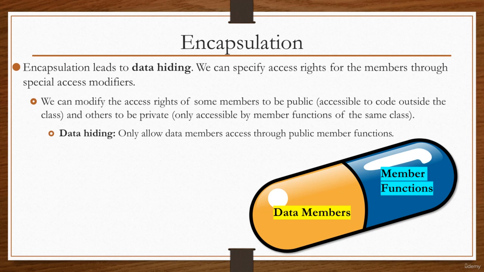In other words, those members, whether they are variables or member functions, can be accessible to outside code, or in other words, to code outside the class. And we can also make some members private so that they are only accessible by member functions of the same class. The idea with data hiding is we only allow data member access through public member functions. In this way, we don't allow direct access to the data members, but instead you have to gain access to those through functions, and in some cases we don't actually want to allow access to some variables at all. Typically your data members will be private, and to get the values stored in those, or to modify or write to those, you will do that through public functions.